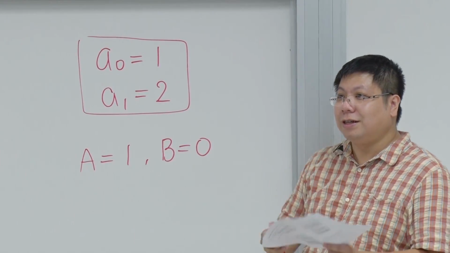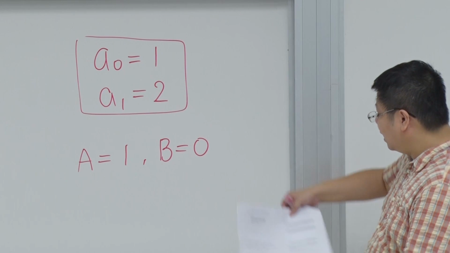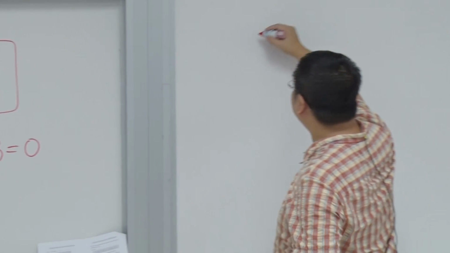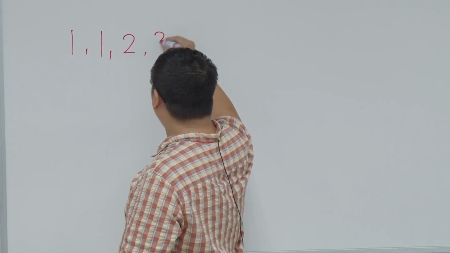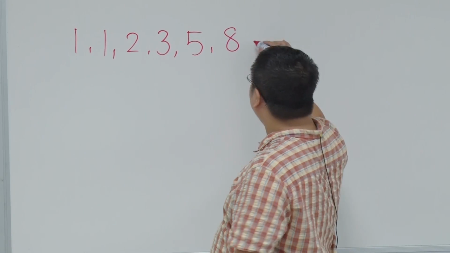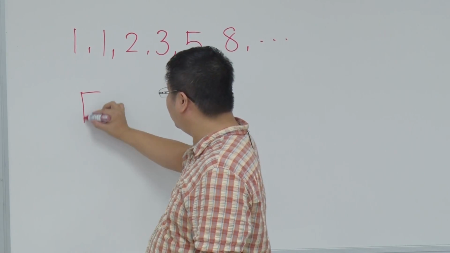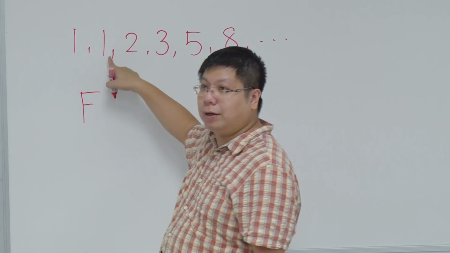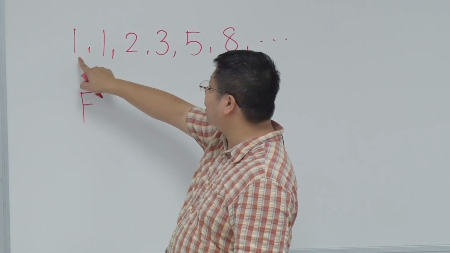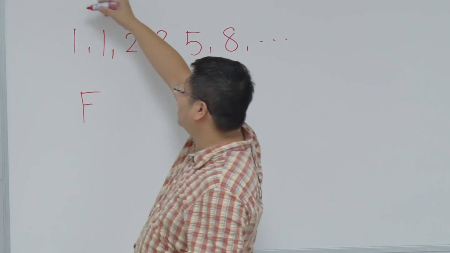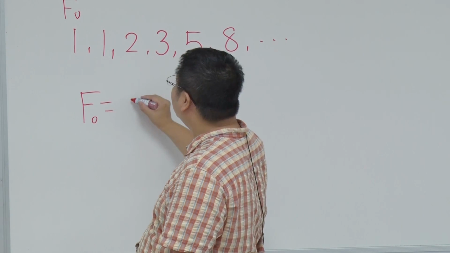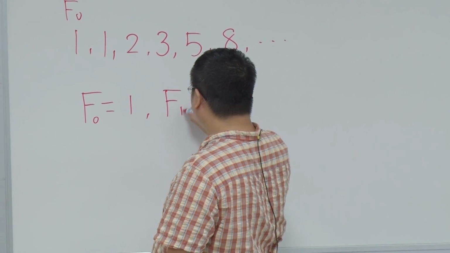Is that okay? Let's try an example just for today. Let's try this one. So we know the Fibonacci numbers: 1, 1, 2, 3, 5, 8. Is that okay? So we can define this as F. Let's call it F_0, let's call it F_1. This is not the usual way to define it. Usually we call it F_1 and F_2, but today let's call it F_0. Okay? So we have F_0 is equal to 1, and then F_1 is also equal to 1.